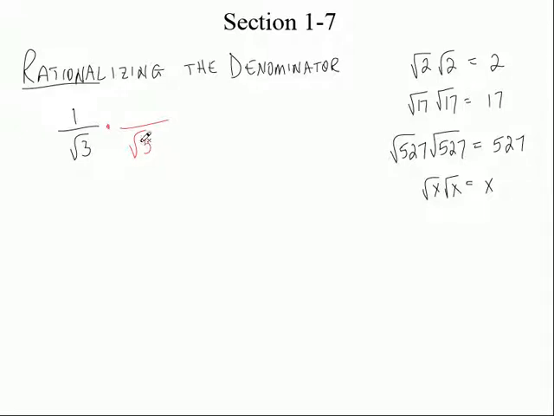Okay. Now, I can't just multiply the bottom by the square root of 3 and expect this fraction to still be the same. All right, but if I multiply the bottom by the square root of 3, I can also multiply the top by the square root of 3. Now, a lot of people think it's the rule, whatever you do to the bottom, you do to the top. Well, that's not the rule.